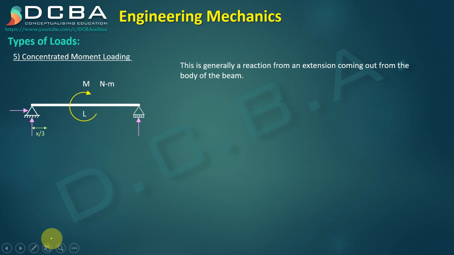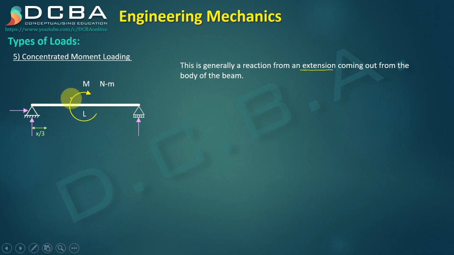Next type of loading is a concentrated moment loading. This is generally a reaction from an extension coming out from the body of the beam. Here you can see a concentrated moment, and we cannot further simplify this. It is a concentrated moment itself, acting at whatever distance, let's say x. There is no further simplification for this. Now what does this mean? It is a kind of reaction coming from the extension.